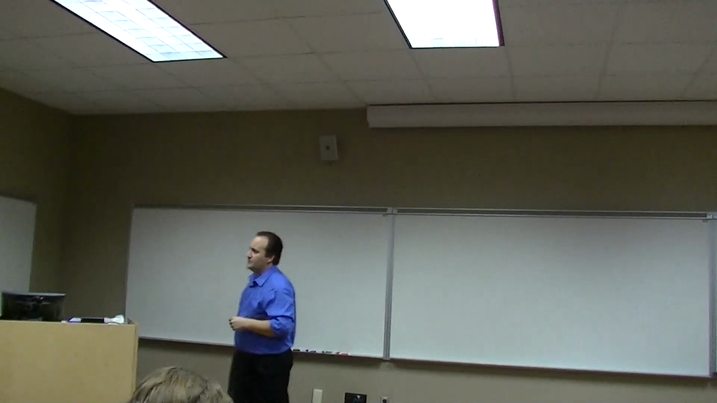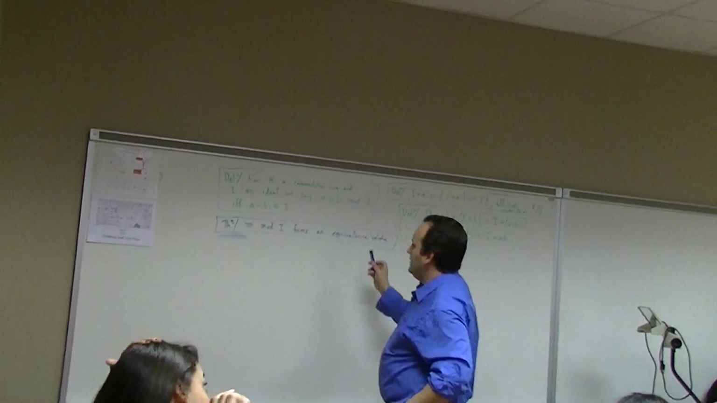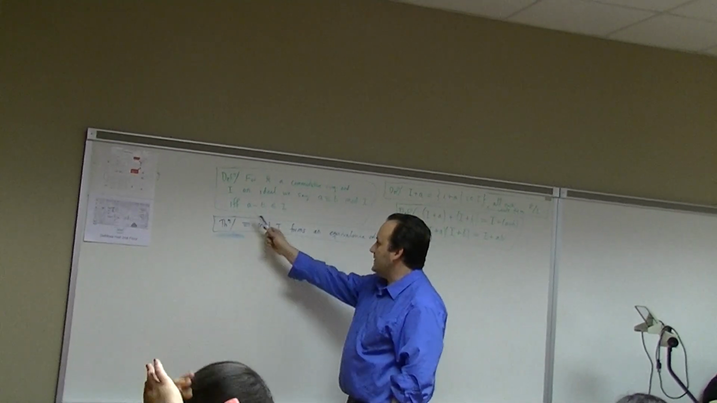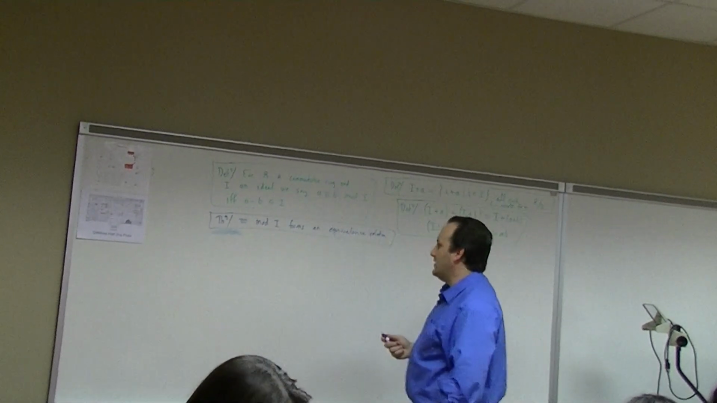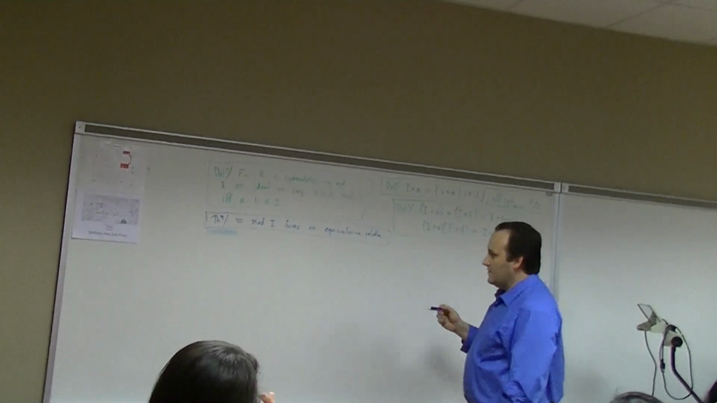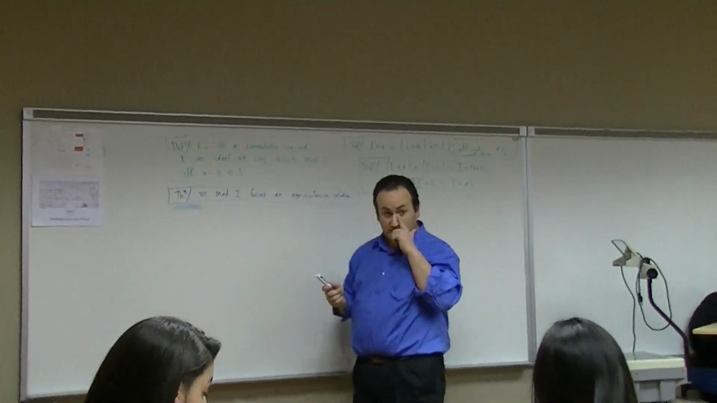Just a brief reminder, a couple definitions. We said that A was congruent to B mod I, where I is some ideal in a commutative ring, if the difference of A and B was again an element of the ideal. We proved last time that this congruence mod I forms an equivalence relation.